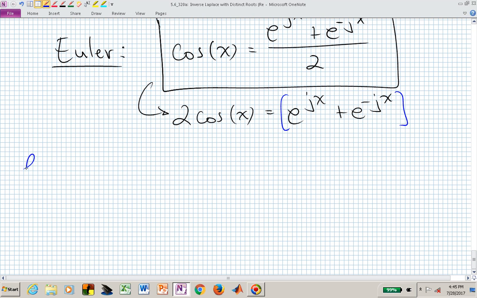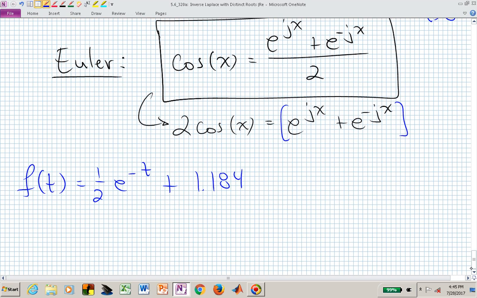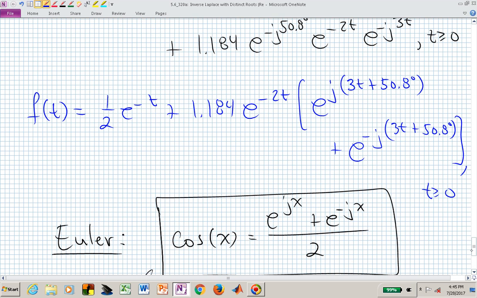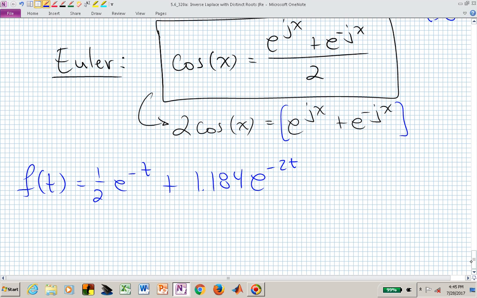Or we can now write f of t. The first term hasn't changed. That's 1/2 e to the minus t. But now we can collapse or rewrite the second and third terms as 1.184 e to the minus 2t, and what's in square brackets is now just 2 times the cosine of that argument in the exponent, so that's now times 2 cosine of 3t plus 50.8 degrees, and that's true for t greater than or equal to 0.